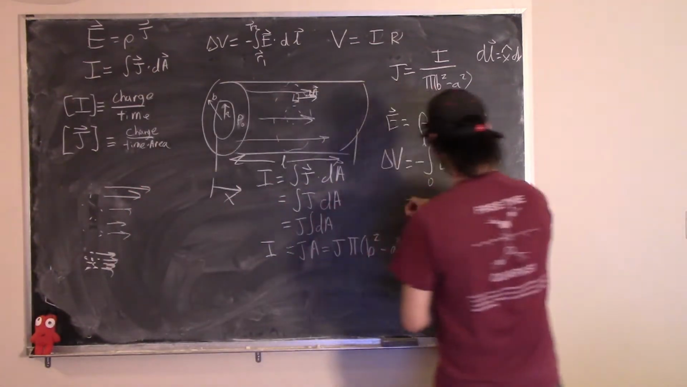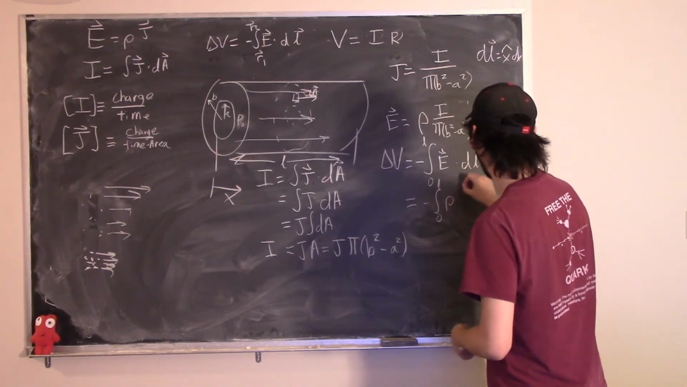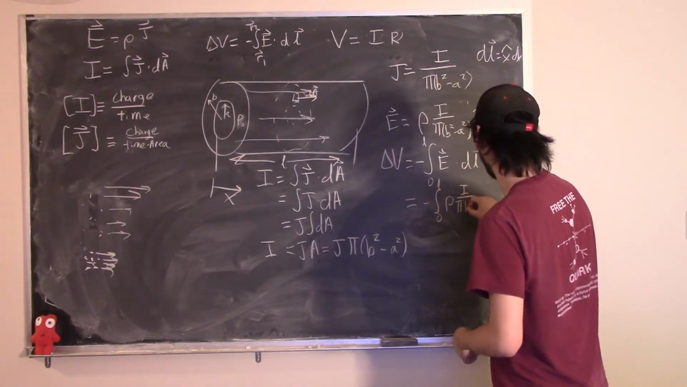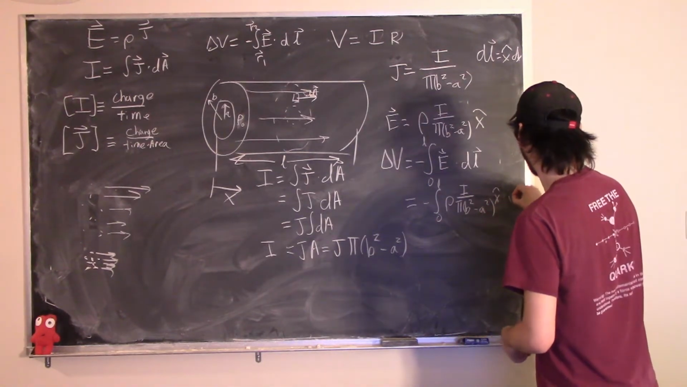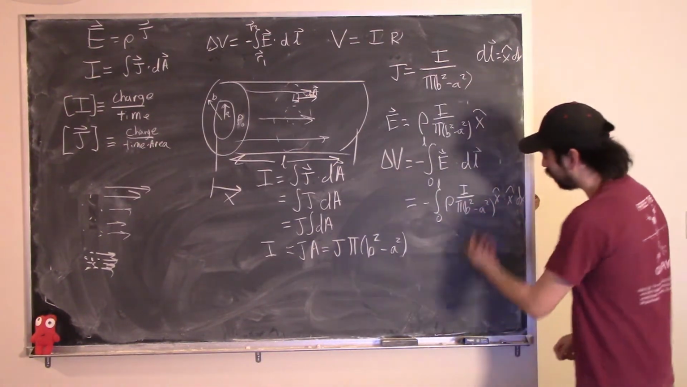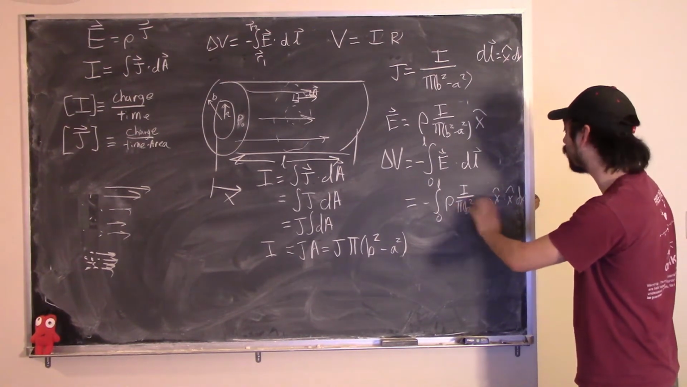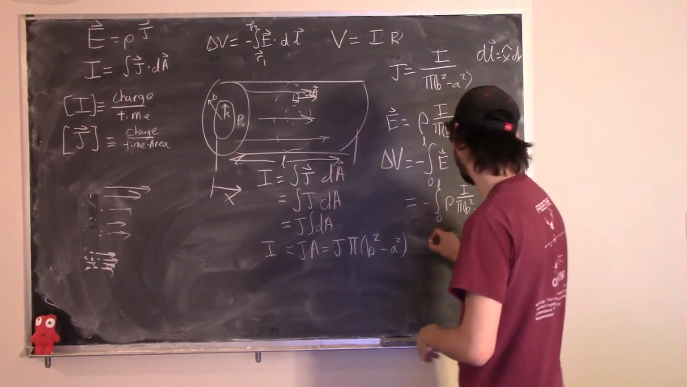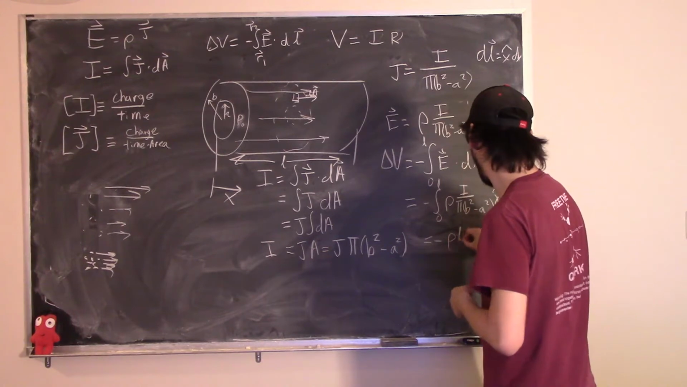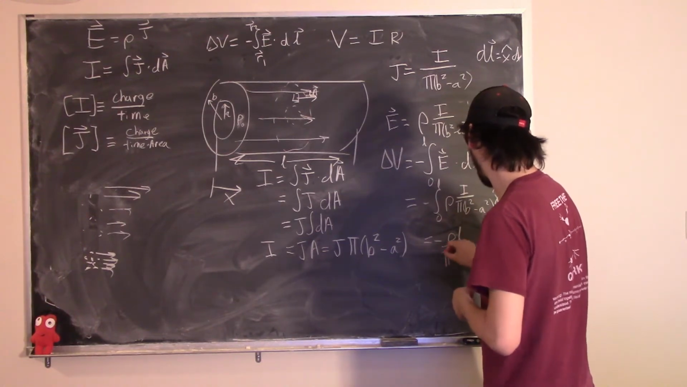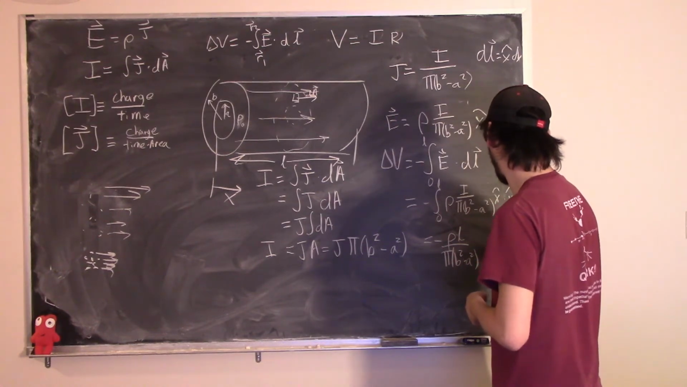So what this says is this is going to be equal to the negative integral from 0 to L of rho I divided by pi (b squared minus a squared) x hat dot x hat dx. We see that this integrand is going to be just some constant. And so when we do this integral, we end up seeing that this is just going to be equal to negative rho L divided by pi (b squared minus a squared) times I.